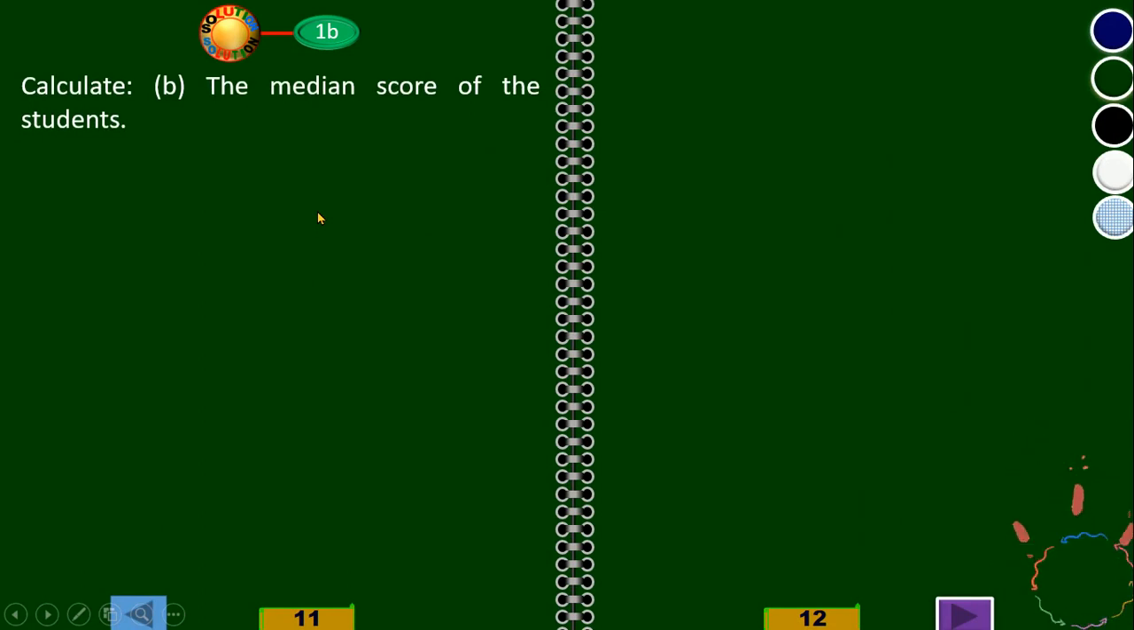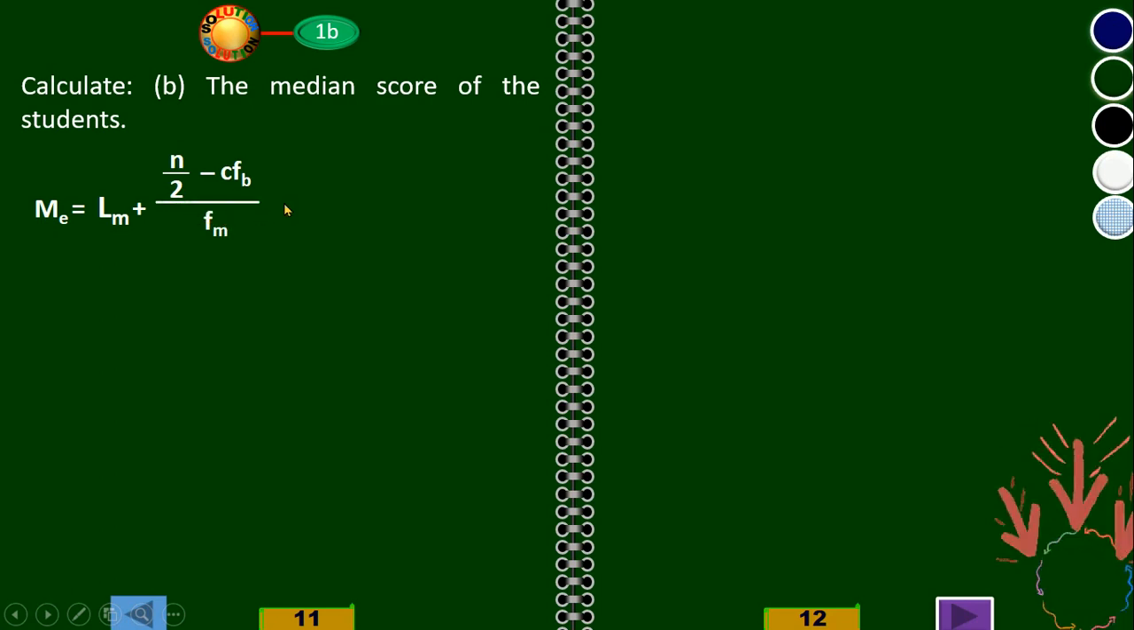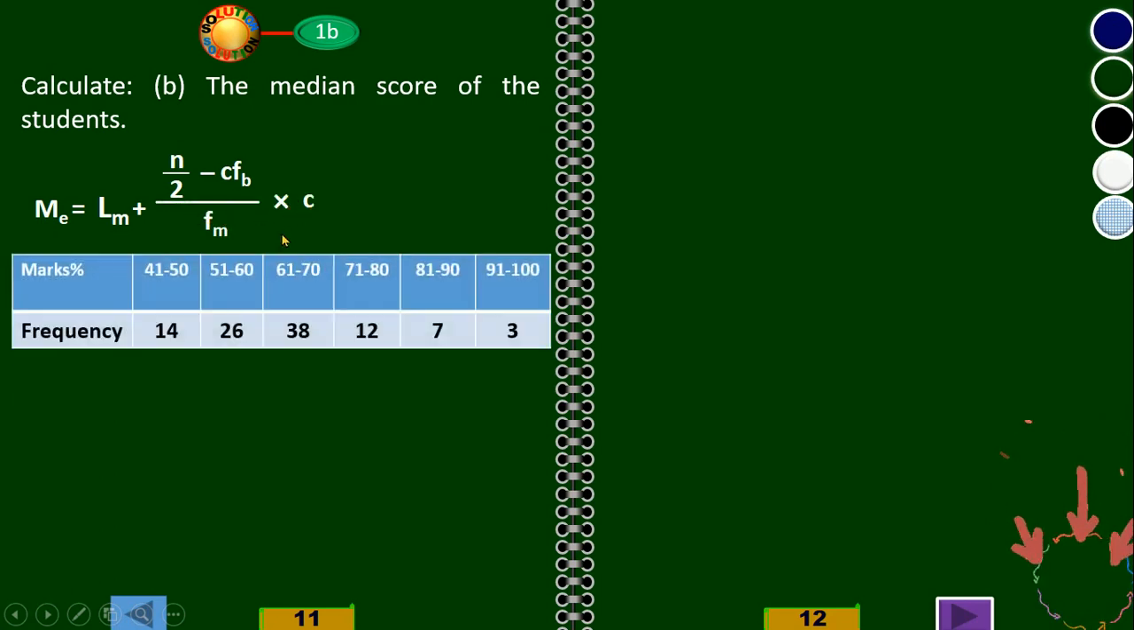So 1B, calculate the median score of the students. The formula for the median, as we have already explained, will give us, as I'm revealing them on the screen now, multiplied by the class size. So our duty here is to know what each symbol stands for. Already we are told that this stands for the lower class boundary of the median class. And the median class is the class in the middle.